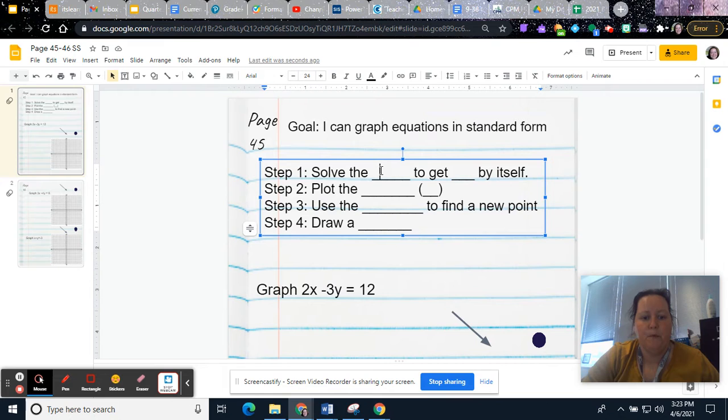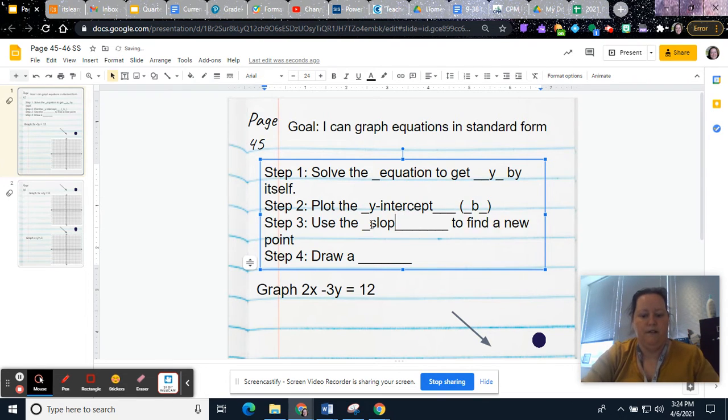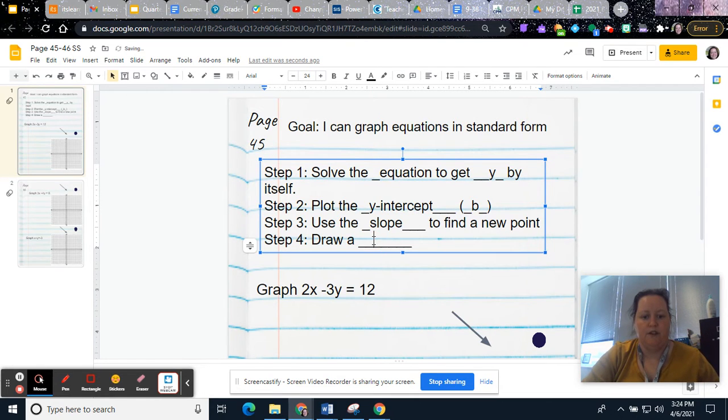So step one, solve the equation to get y by itself. Once you've done that, you're going to plot the y-intercept, which we know is the letter b. It's the beginning number. And then you're going to use the slope to find a new point. And then you're going to draw a line.